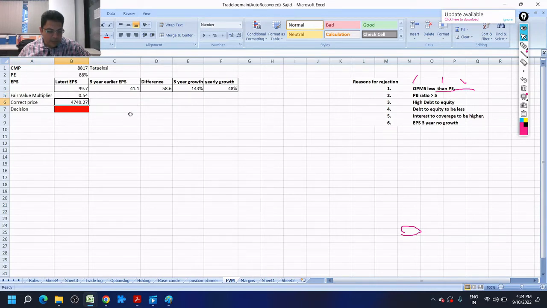Now what is the correct price of this stock? You just take current market price into fair multiplier. So it is 4740. Okay, 4740 is the actual price of Tata Elxsi. So you should be targeting to buy Tata Elxsi at this price only if you want to invest in this company, because it's already highly inflated.